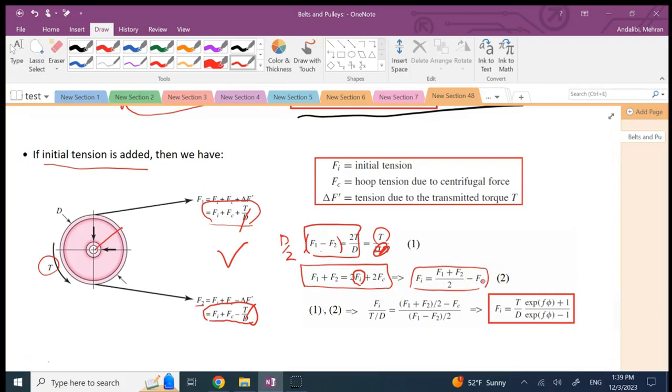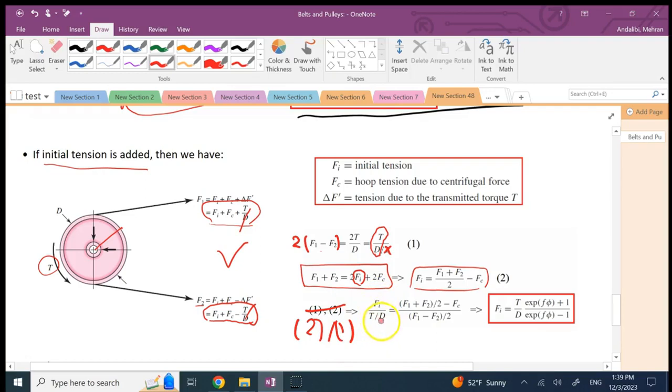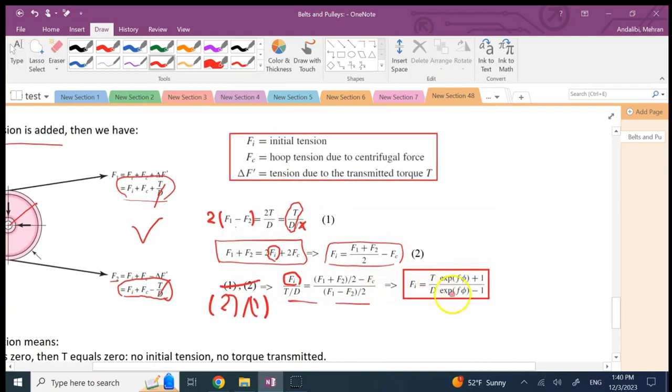And now I'm going to divide one by two. Look here, I have Fi here, and I have T over D here. T over D is what? If I get rid of that 2 and bring it here, T over D is 2F1 minus F2. And Fi is F1 plus F2 over 2 minus Fc. If I divide 2 by 1, you can find Fi over T over D is this. If you simplify it and from here you find Fi, you can get this relation.